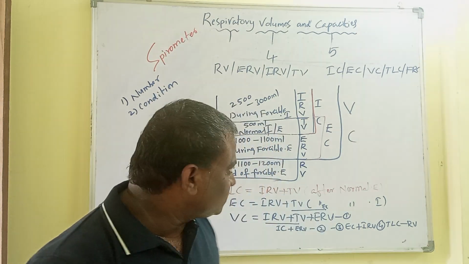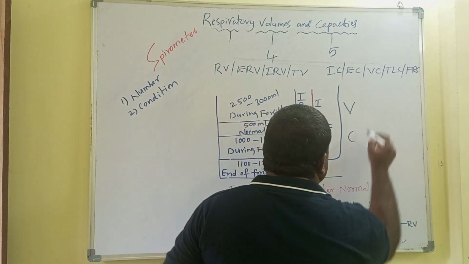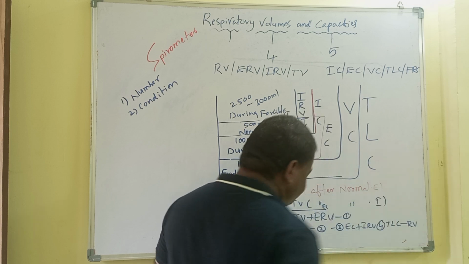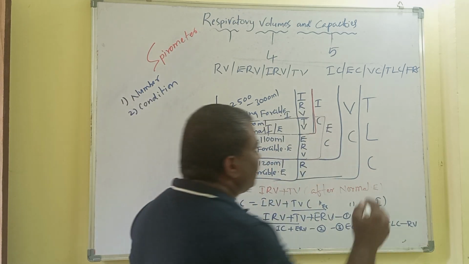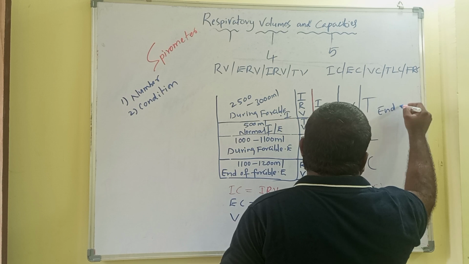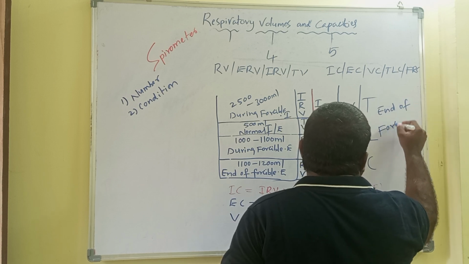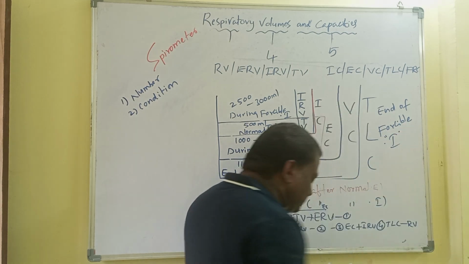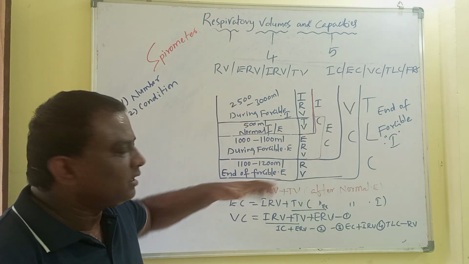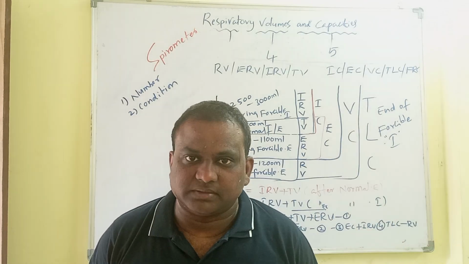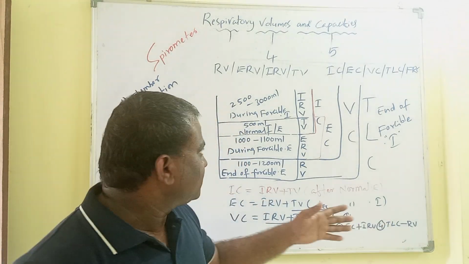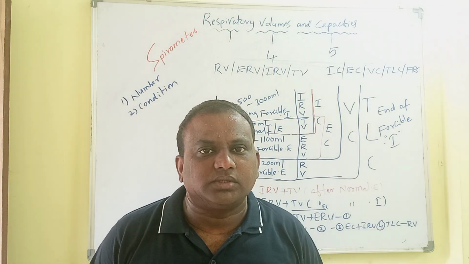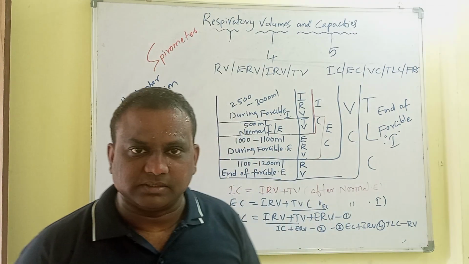The next one is total lung capacity, TLC. What is the condition here? The condition is the end of a forcible inspiration. Lungs can accommodate this much air at the end of a forcible inspiration. That is total lung capacity.